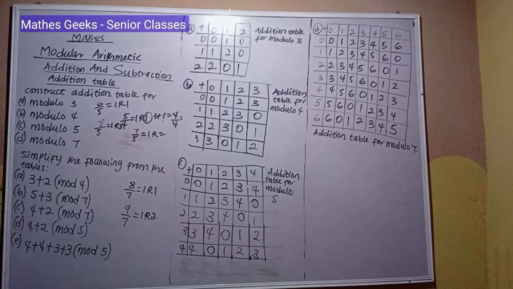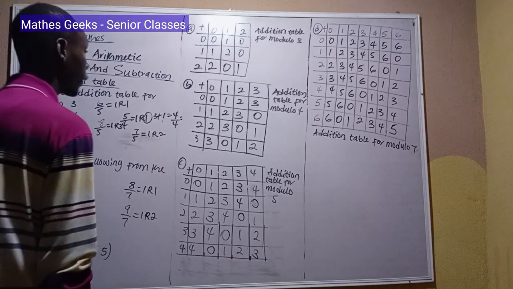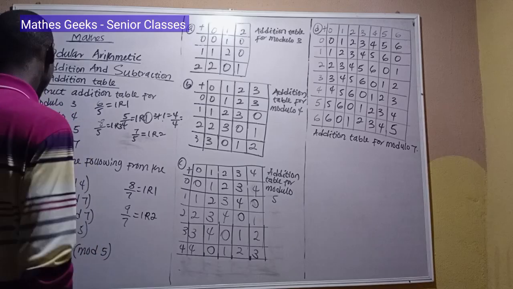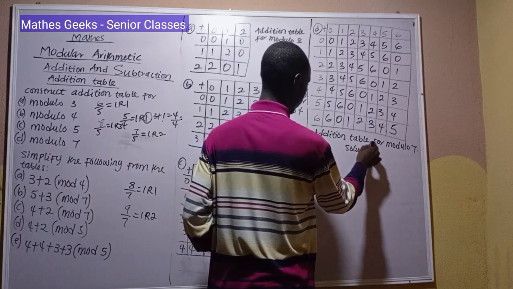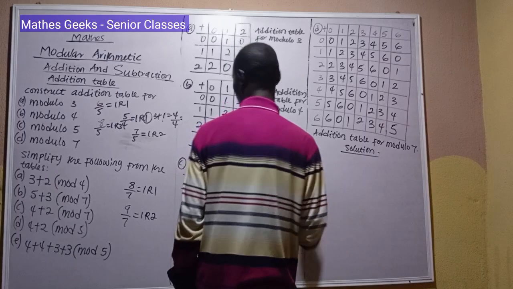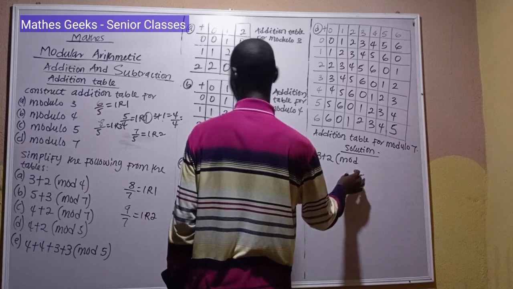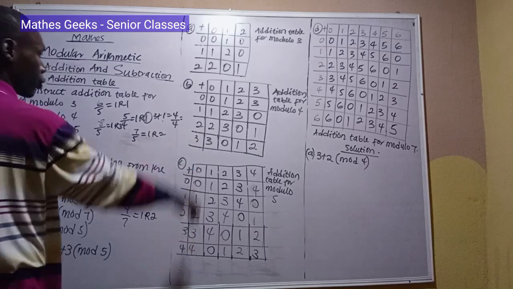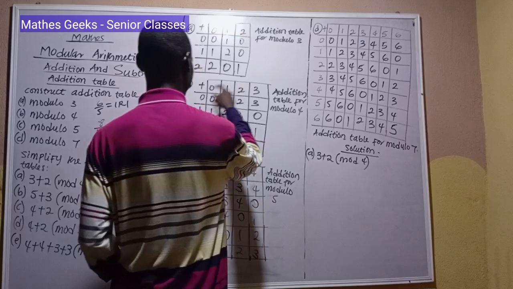Okay, so we have completely constructed the addition tables from A to D, modulo 3, 4, 5, and 7. The next one says simplify the following from the tables. So A, we'll come here, says solution. 3 plus 2 mod 4. Remember the question says from the tables that we have constructed. So let's look at the mod 4 table. This is the table.